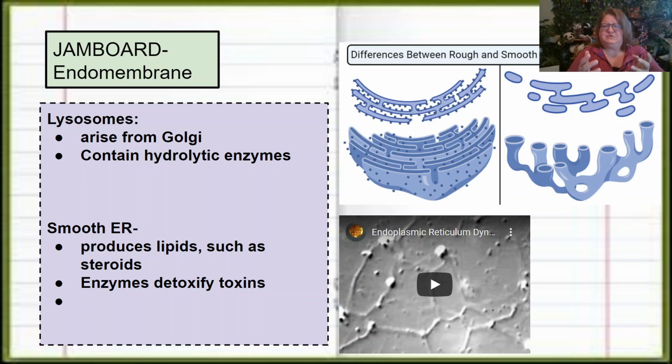One way I like to remember it is I think of a bottle of oil and think about how smooth oil looks, or people use oil for their skin to make it look smooth. That's just a way I like to remember it. In the picture, you can see the difference between the two. The rough ER is going to have the ribosomes, the smooth ER does not.